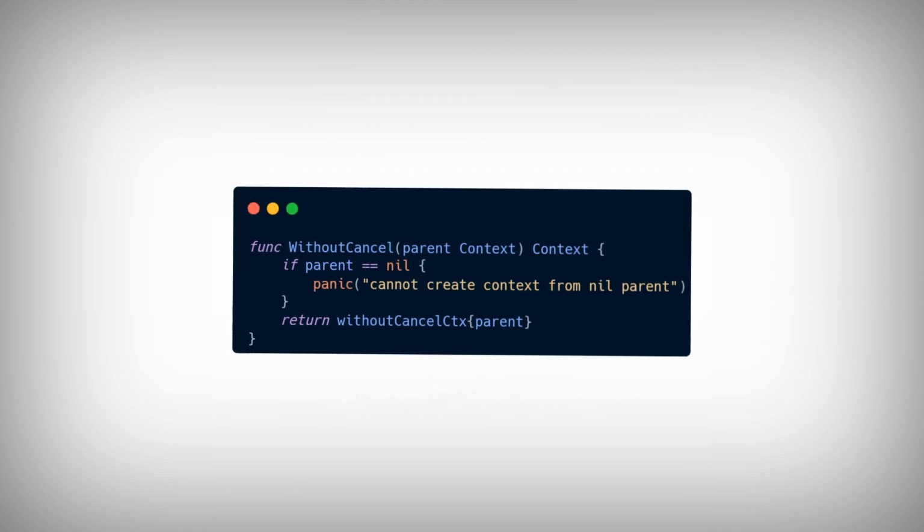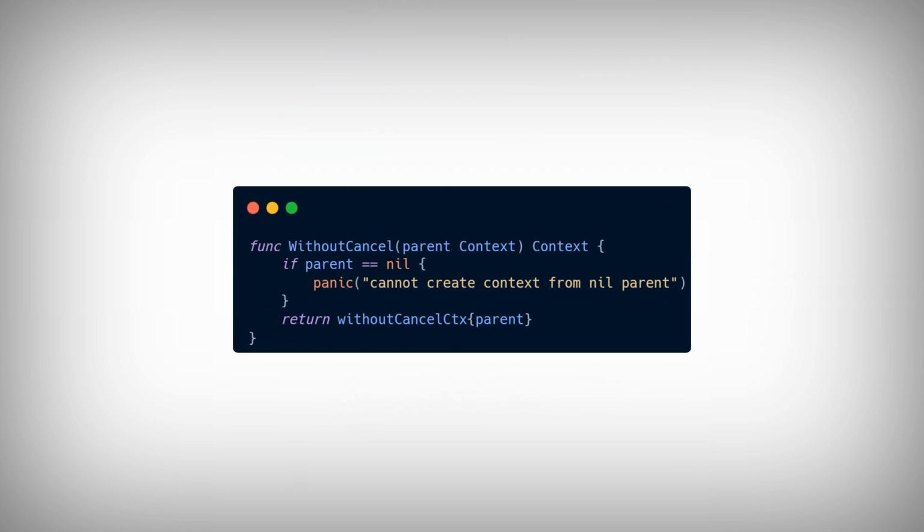The context doesn't return a deadline or error. The value of the done channel is nil. Reading from it will result in program locking.